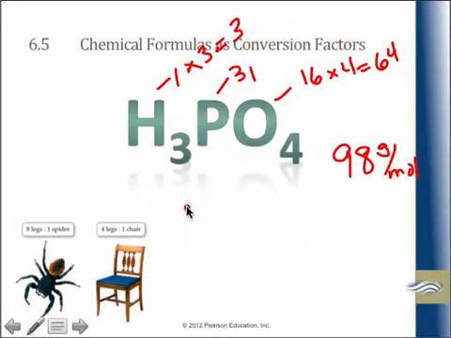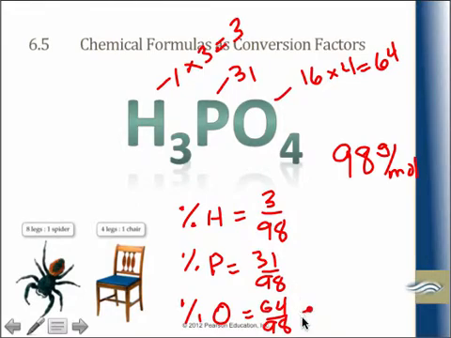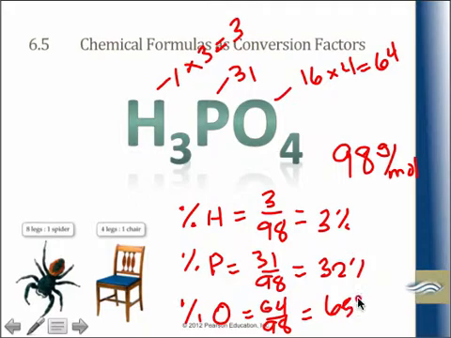So if I look at my mass percent hydrogen, it would be 3 over 98. And my percent phosphorus would be 31 over 98. And my percent oxygen would be 64 out of 98. And these will all sum up to be 100% because there's nothing else left. If you do this math, this turns out to be 3%. This turns out to be 32%. And this turns out to be 65%. Yes, indeed, it adds up to 100%.